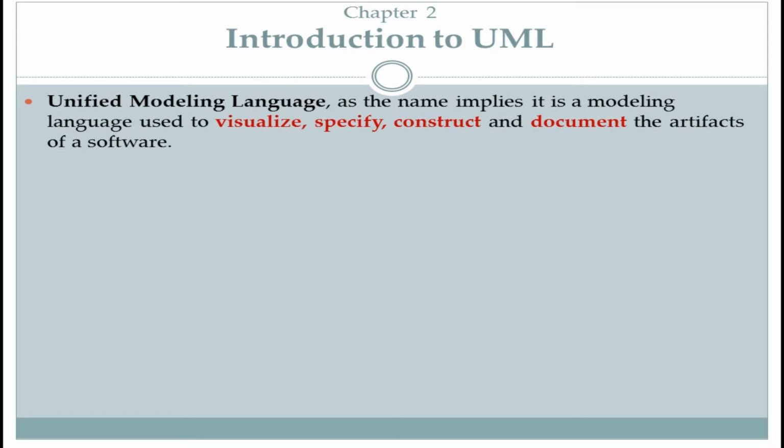Our chapter name is Introduction to UML. UML stands for Unified Modeling Language. As the name implies, it is a modeling language used to visualize, specify, construct, and document the artifacts of a software. In the given statement, I have highlighted four words: visualize, specify, construct, and document. These are the base on which UML works. These are the reasons why UML is used.